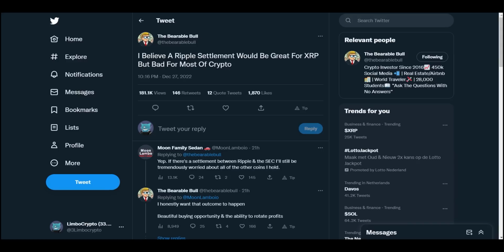Very mean, guys. I believe a Ripple settlement would be great for XRP, but bad for most of crypto. I think it will be very good for crypto. You know why, guys? There are too many scams out there and too many bad cryptos, and this will regulate it, and this will actually give it meaning and look at real world use case cryptos, which actually have a function.